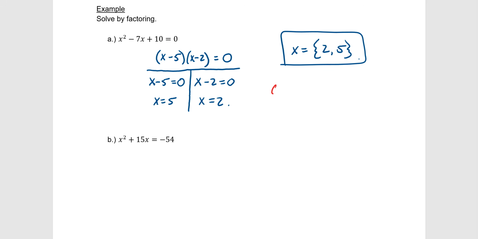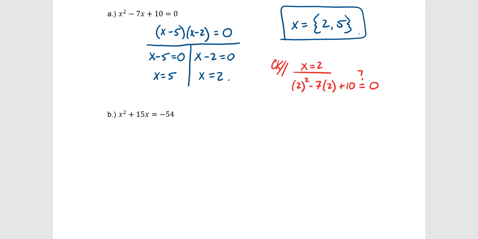I'm not going to check every single one of these for time's sake, but let's check this first one. Checking for x equals 2, we plug it in the original. That's 2 squared minus 7 times 2 plus 10. We want to see if that equals 0, so I'll put a question mark. And we get 4 minus 14, which is negative 10, plus 10 equals 0. And we get 0 equals 0, so this one works out.